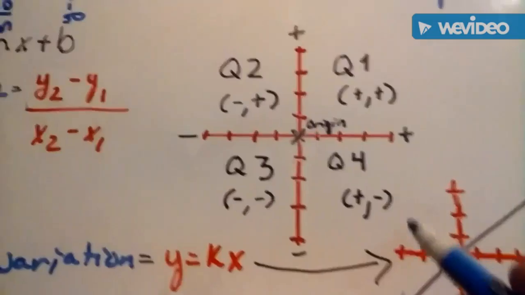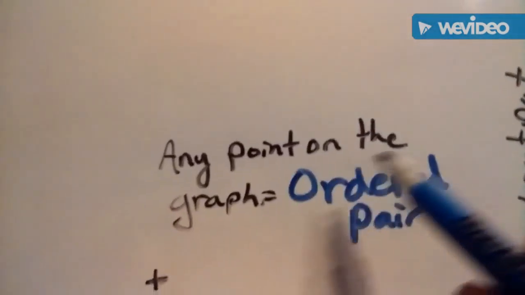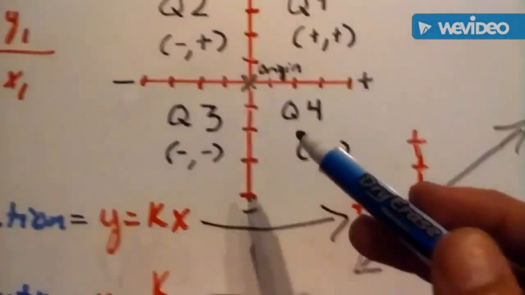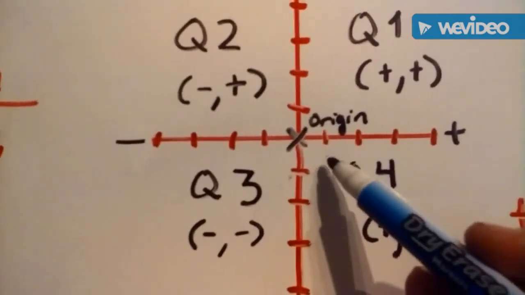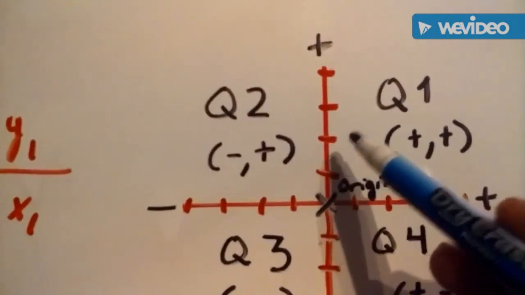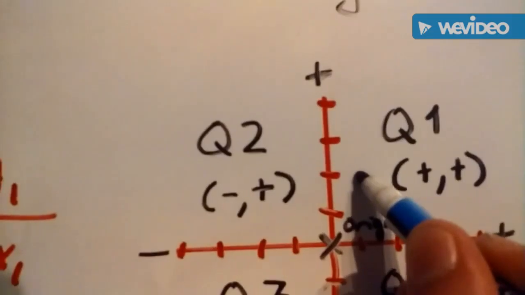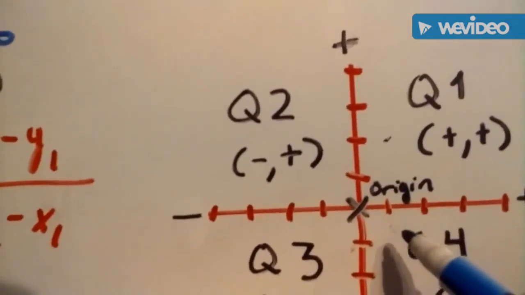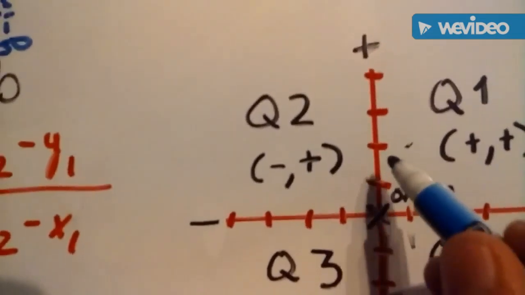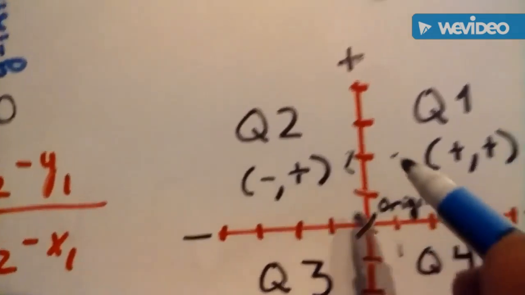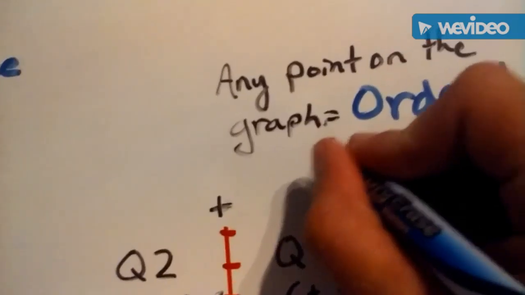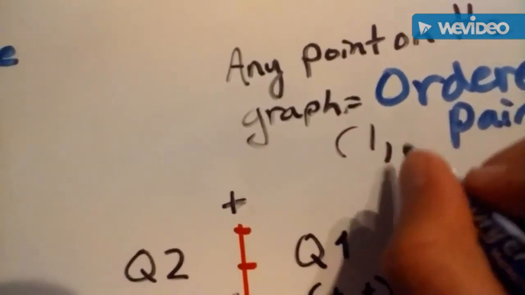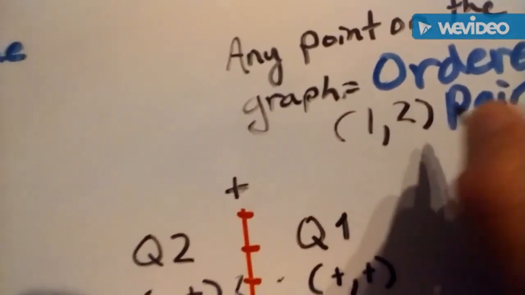So, yeah. Any point on the graph is an ordered pair. So, say we have 1, 2, which would be right here. Would be positive 1, positive 2. That's an ordered pair. So it'd be written like this. So 1, 2. Perfect.